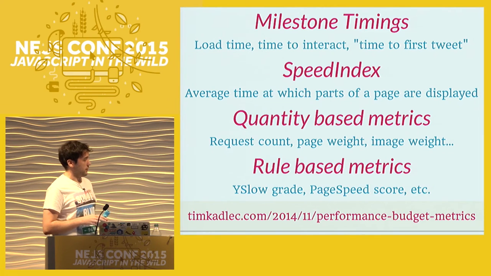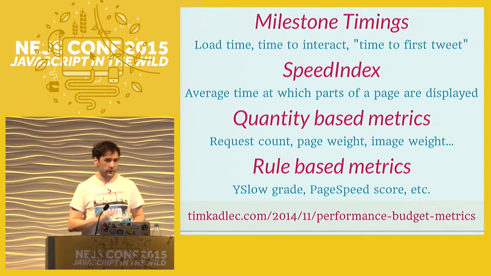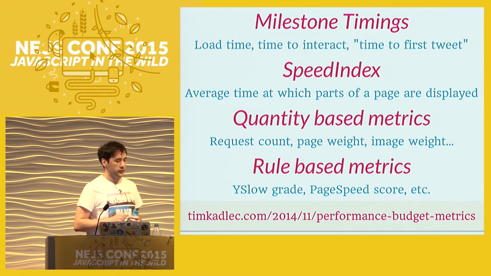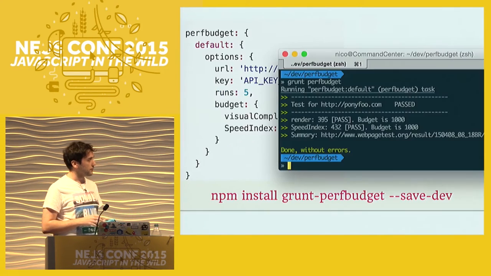The easiest way to do this is rule-based metrics like your YSlow grade or your PageSpeed score or stuff like that. And then there's the Speed Index. I think it's one of the most all-encompassing metrics that you could use. But you should probably mix and match these and try to find a lower limit that works for you.